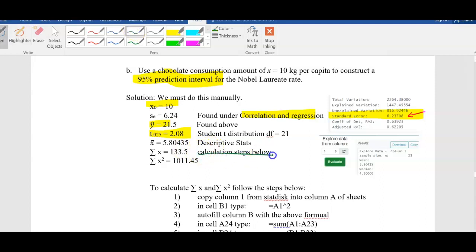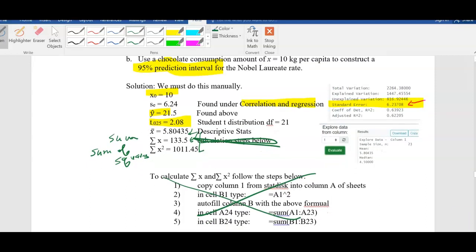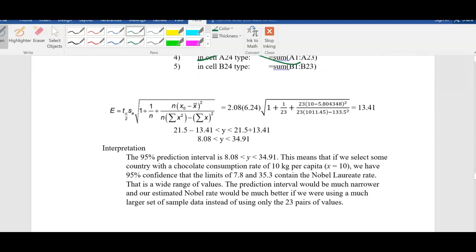So we're not going to do this anymore since I've figured out how to use StatDisk a little better. So we found our mean, our sum, and our sum of squares. This was called sum on our statistics, and this was called sum of squares, is where you were looking when you found all your data. So now that we have all of our information, we're going to plug it into our formula on the other sheet. I just copied it over for us.